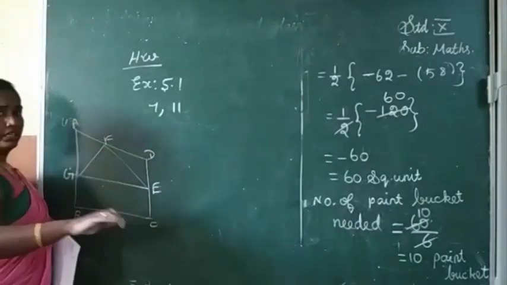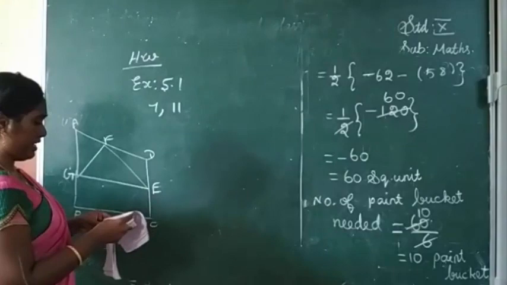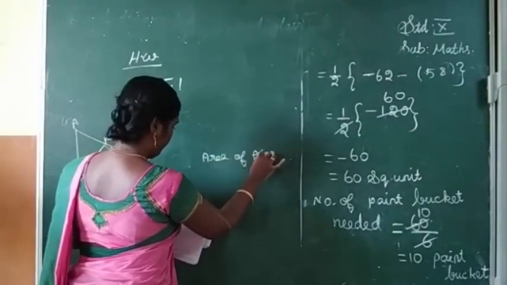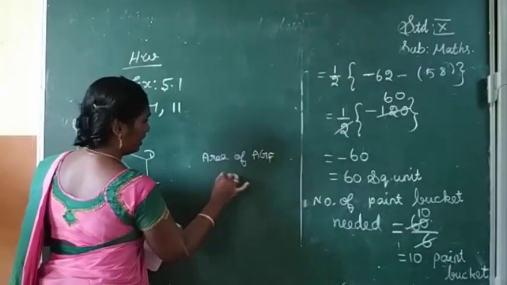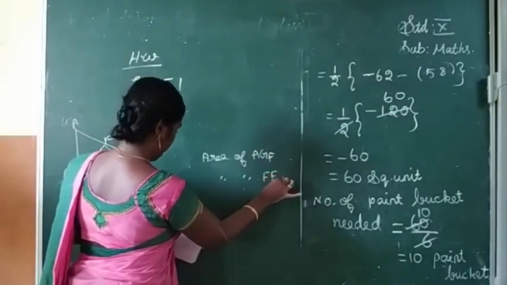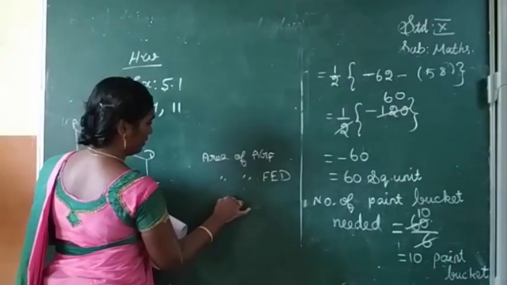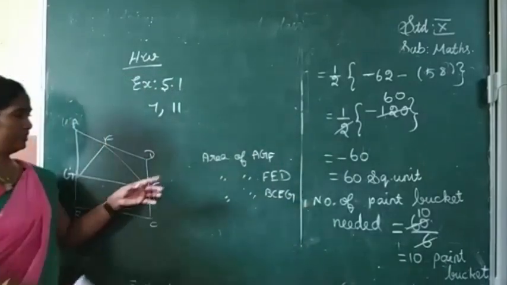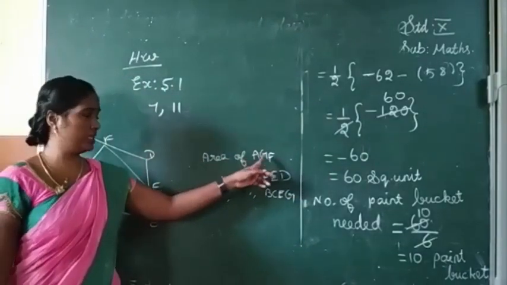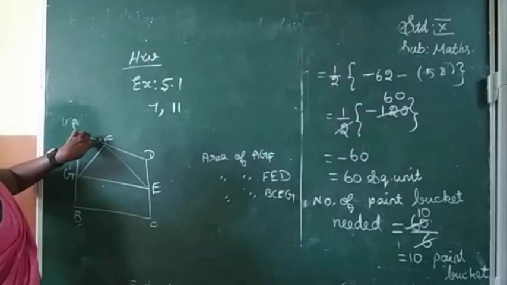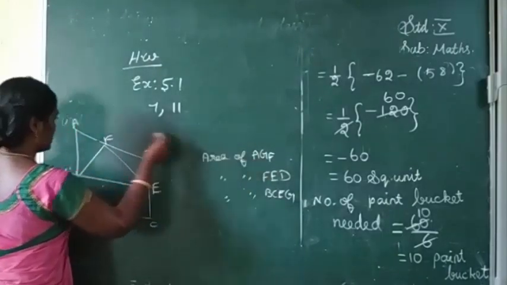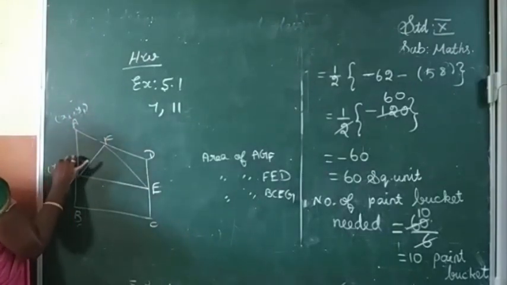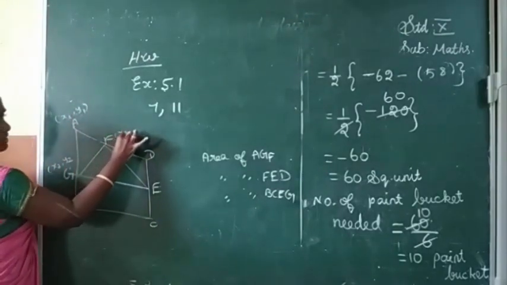This problem number 11 has 3 cases. They told you to find the area of AGF, then the area of FED, then the area of the quadrilateral BCEG. They told you to find the area of AGF, means you have to take AGF only. So the first letter is A. So take A as x1, y1 and G as x2, y2. Then F is x3, y3.